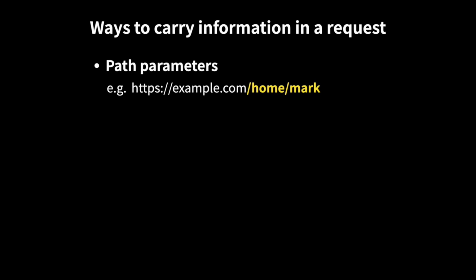In this scenario, users can provide information in several ways. First, through path parameters, which pass data as part of the URL. For example, if you visit home/Mark here, the server knows to show Mark's homepage. It fetches Mark's information from the database, fills it into a template, generates the corresponding HTML, and sends it back to your browser. Essentially, Mark's homepage is a web page generated using Mark's data.